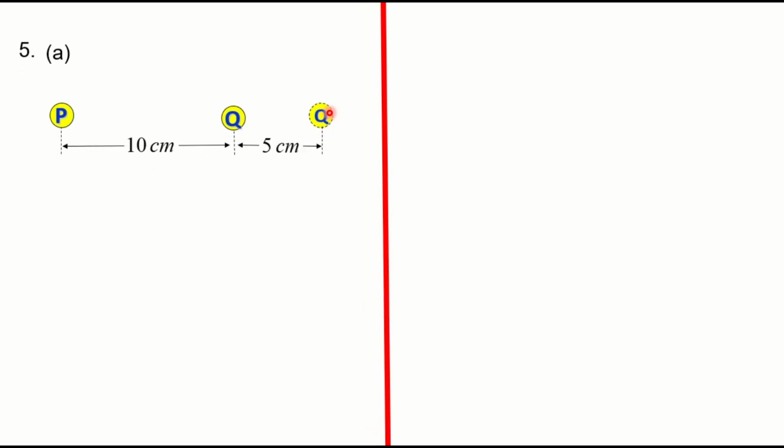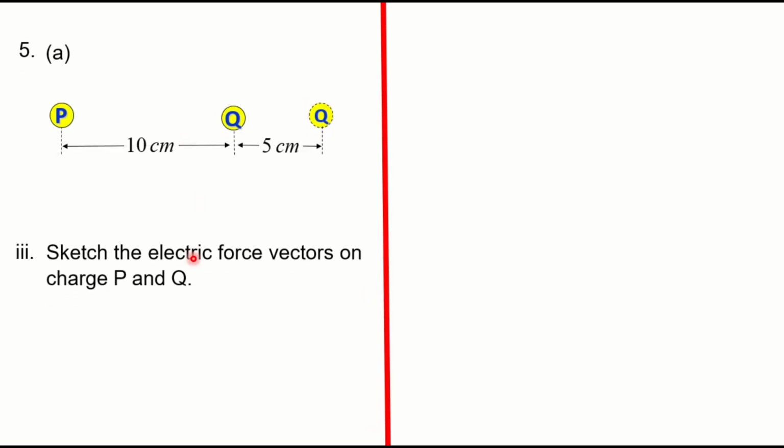Okay, so next question, they want us to sketch the electric force vectors on charge P and Q. As I said earlier, P is a positive charge and Q is a negative charge. Since they are opposite, they would attract each other. So P will move towards Q and Q will also move towards P. This is the sketch of our electric force between charge P and charge Q.